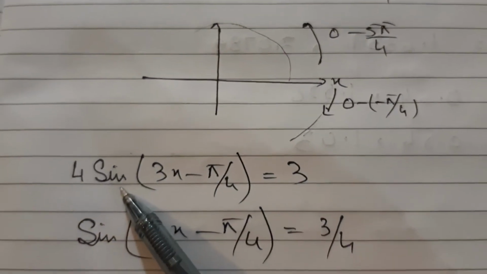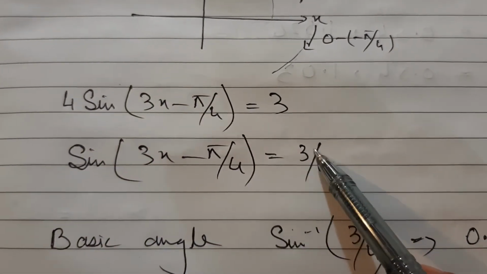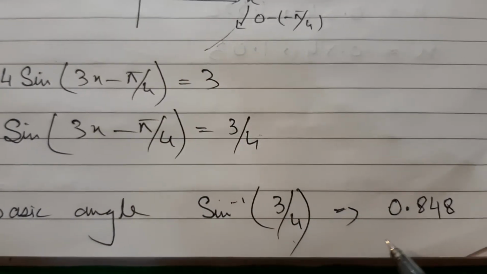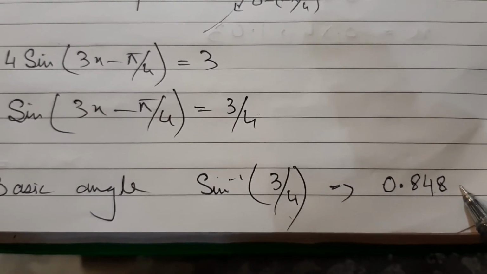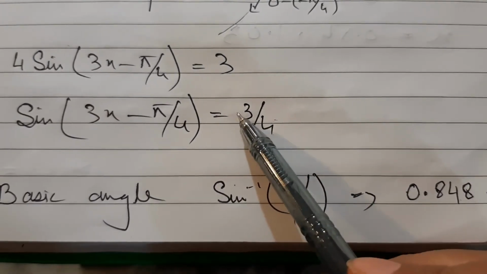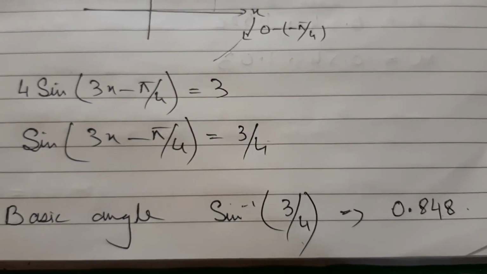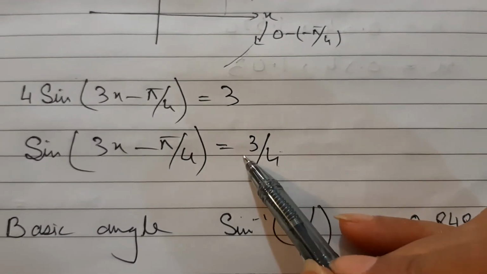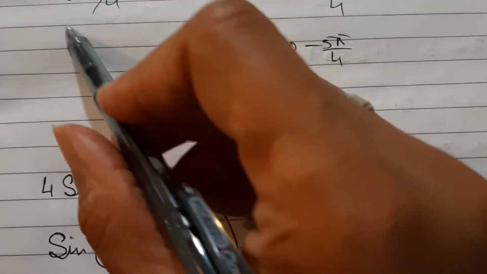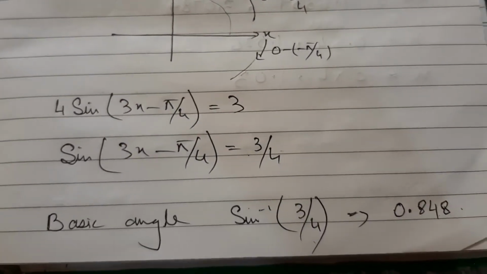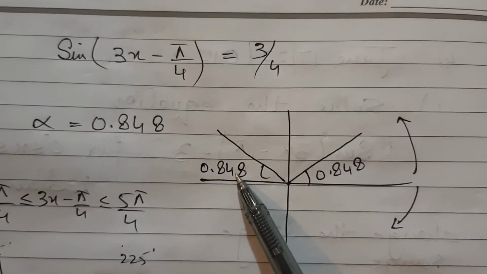Now 4 is coming here. So to find out the basic angle, I will do sine inverse 3 by 4. So what am I getting? 0.848. And in which quadrant will I do that? Draw this. Sine is plus. It means it is in the, yes, first and second, because ASTC. The sine is positive in the first and second quadrant. So I will draw my basic angle here and here. Okay, so here I have drawn the basic angle in the first and the second quadrant.